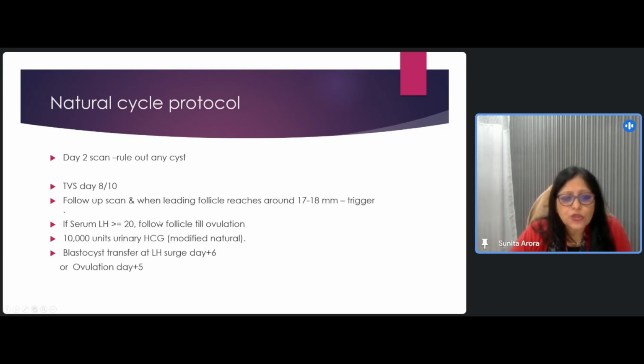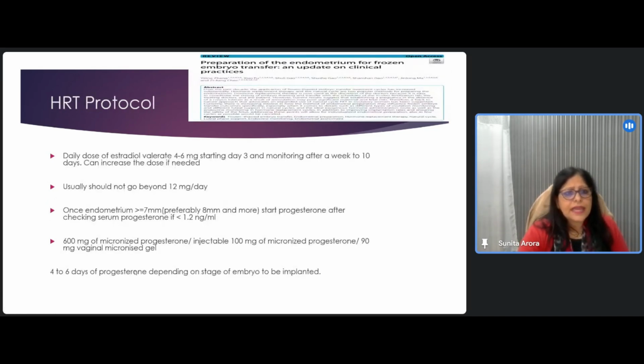So usually in natural cycle, which is completely natural, LH can be tested. If LH is more than 20, you just follow the follicle, as ovulation is about to happen. So just look for that. Or if you are giving HCG and controlling the cycle, then it is called modified natural cycle. Then typically blastocyst transfer can be done 6 days after the LH surge, or if you've documented ovulation, then 5 days after documented ovulation, blastocyst transfer can be done. Then comes the HRT protocol.